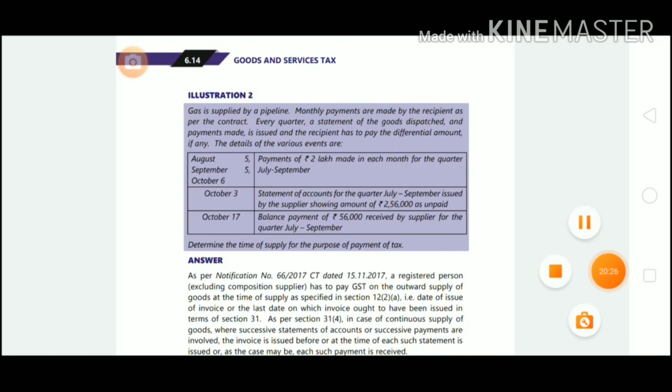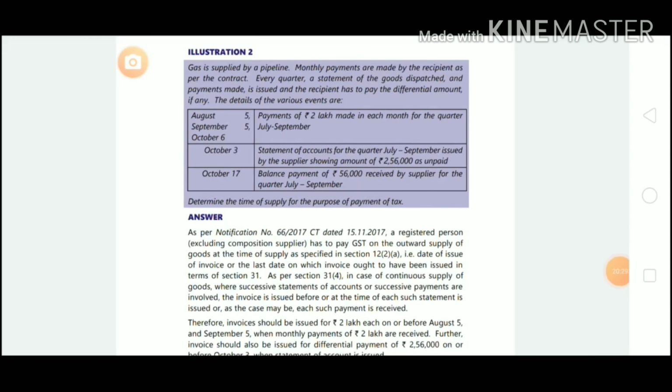See the question properly. So this is a case of continuous supply of goods. So in case of continuous supply of goods, we have read before that invoice is issued before or at the time each statement is issued, or as the case may be, each payment is received. So in this case, see, payment of 2 lakhs, it's a July to September quarter. Okay, so we are not now taking the October 6th payment, we are talking about August 5th and September 5th. So payment was received on August 5th 2 lakhs, and on September 5th also 2 lakhs. So invoice was supposed to be issued on or before August 5th and September 5th.